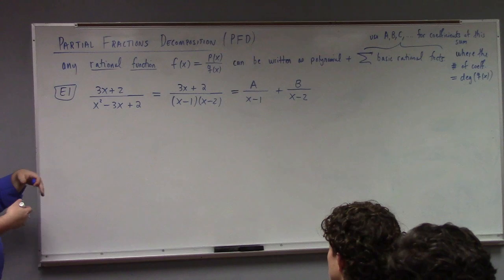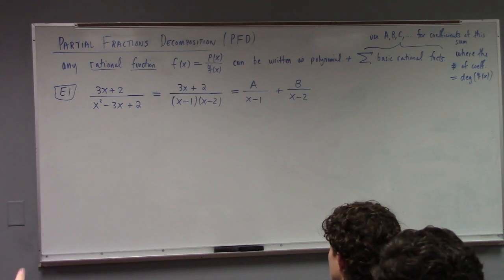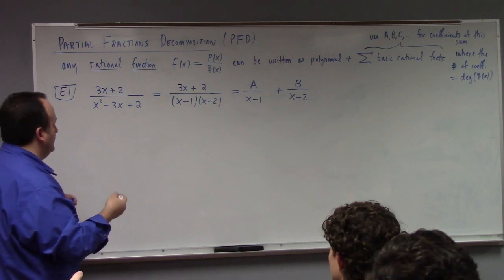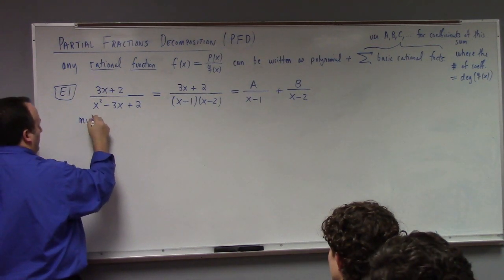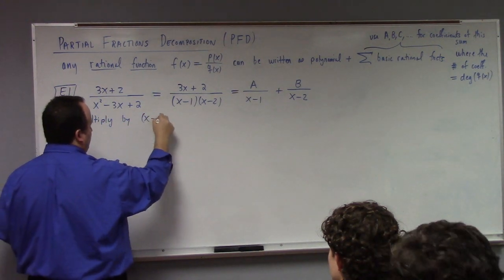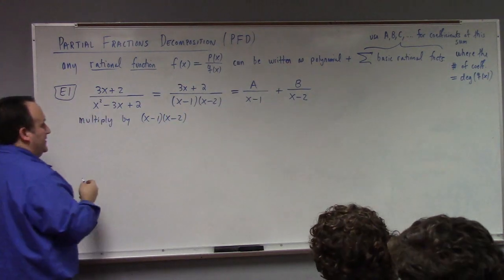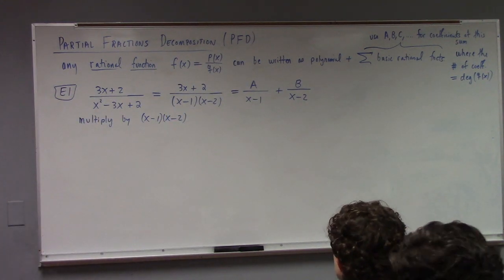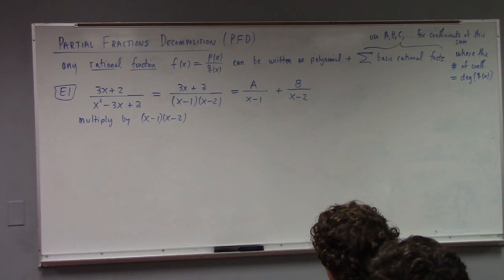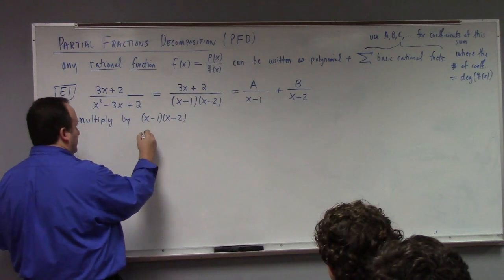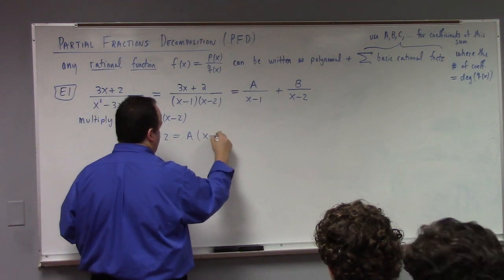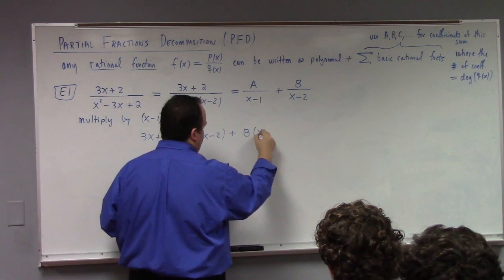We need to figure out what the A and B are. How do we do that? Well, you're going to take the numerator and multiply it by the denominator of B for A and the denominator of A for B. Right, so you're saying multiply by x minus 1 times x minus 2, both sides. So when we do that, what happens? We get a strategic cancellation. We get 3x plus 2 is equal to A times x minus 2 plus B times x minus 1.